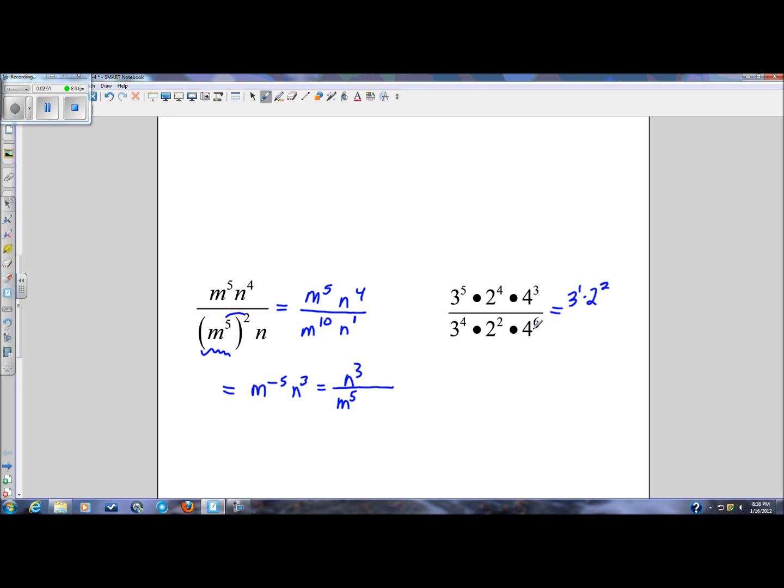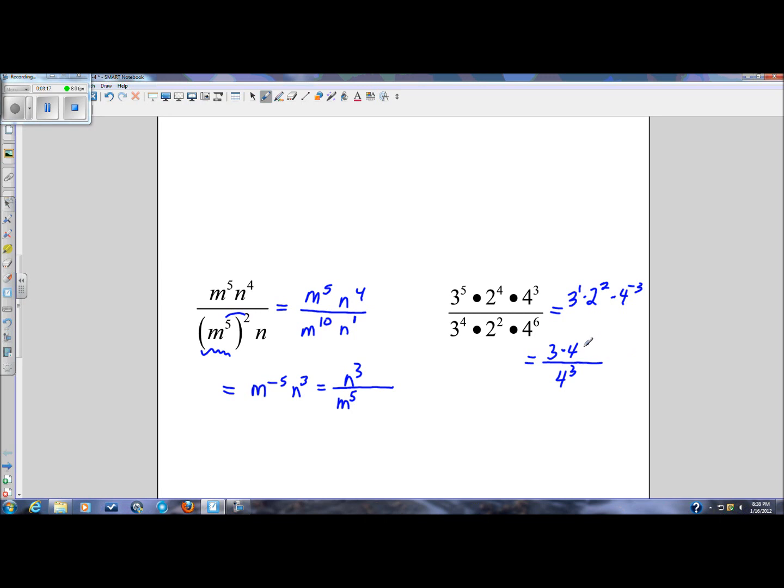4 to the 3rd over 4 to the 6th. 3 minus 6 is negative 3, so times 4 to the negative 3rd power. Anything with a negative exponent gets moved to the denominator, so we have 4 to the 3rd in the denominator, and we have 3. 3 to the 1st is just 3. 2 to the 2nd is just 4. So we have 3 times 4.